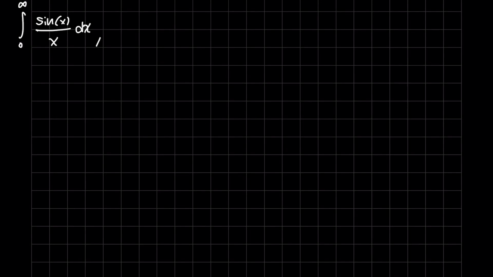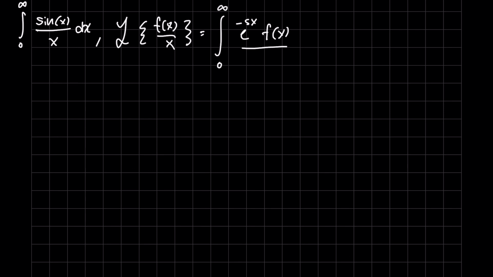Today we'll be doing the integral from 0 to infinity of sine x over x dx. To start off, we will consider the Laplace transform of f of x over x, which is the same thing as saying the integral from 0 to infinity of e to the minus sx times f of x over x dx. And we will notice that e to the minus sx over x is the integral from s to infinity of e to the negative yx dy.